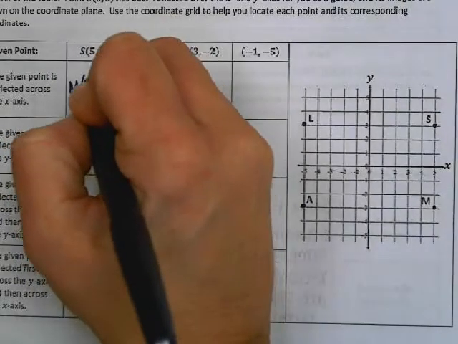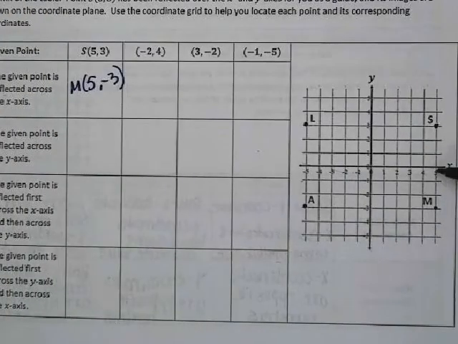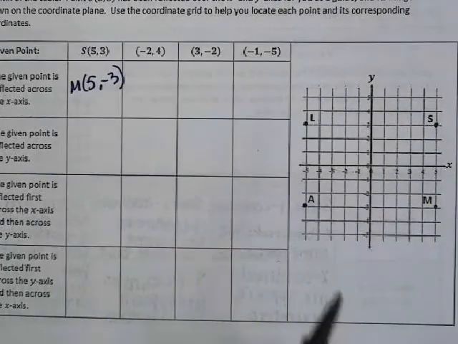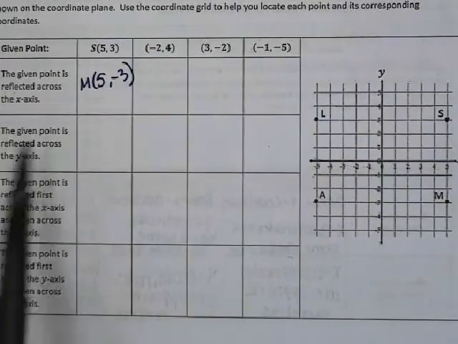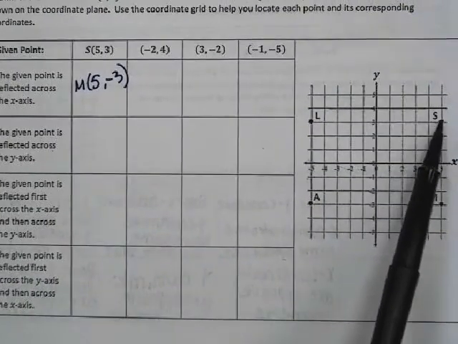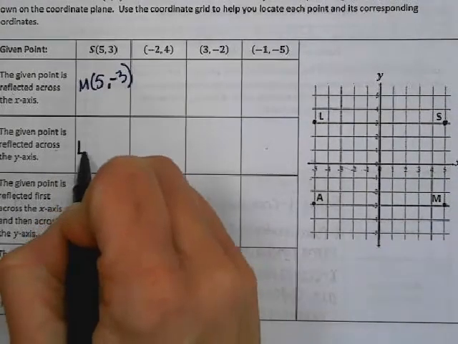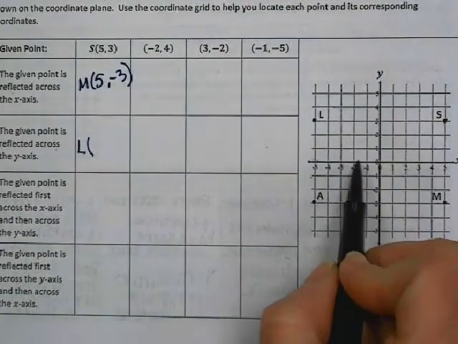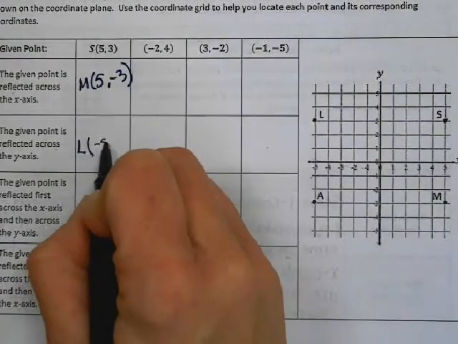And point M is 5, negative 3, because it's 5 over, just like S. But it's negative 3, so I have to go negative 1, 2, 3 down from that 5 that I have for my x-coordinate. Then it says the given point that is reflected across the y-axis. So if I look at S and I want to reflect across the y-axis, then I see L is over here. And so point L would be across the y-axis, and point L is negative 1, 2, 3, 4, 5, 1, 2, 3, negative 5, 3.